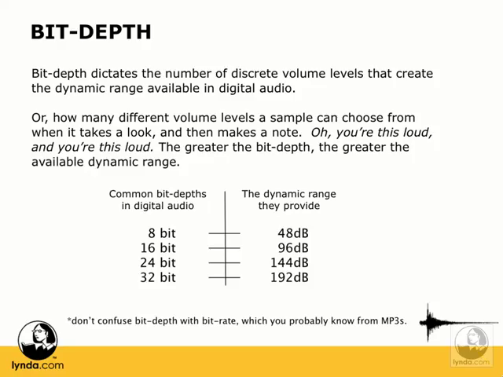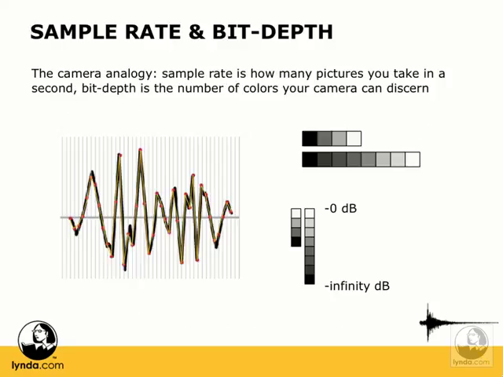We'll talk about it later in another movie when we talk about compressed file formats. But for now, we're talking about sample rate and bit depth. Sample rate and bit depth work together. So it's the combination of sample rate and bit depth that determine the overall quality of the sound.